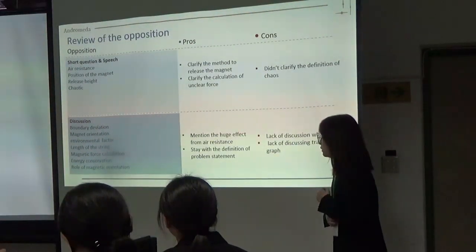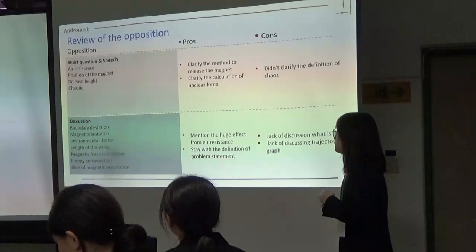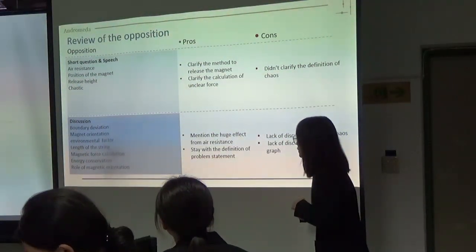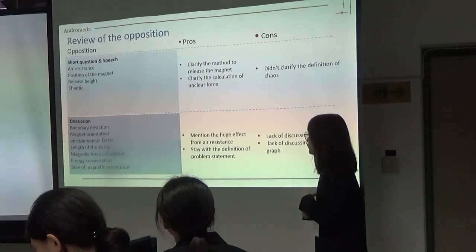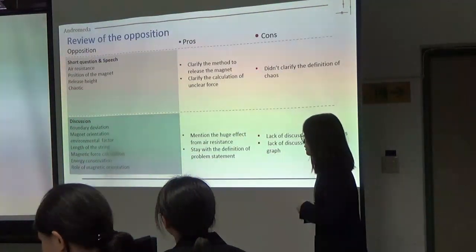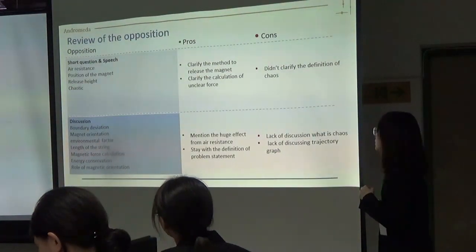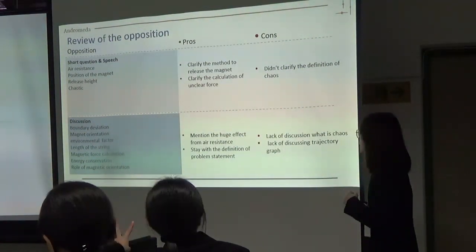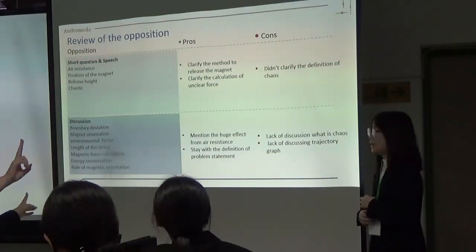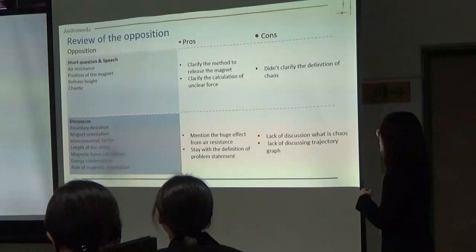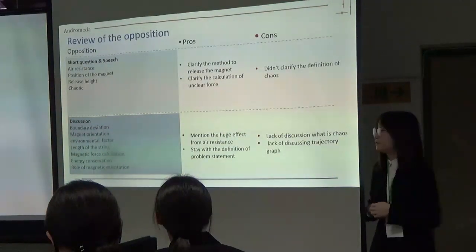About the key discussion, they discuss the number derivation, magnet orientation, and environmental factors, then magnetic force strength calculation, energy conservation, and the role of magnetic orientation. The presenter mentioned a huge effect from air resistance and stated the definition of the problem statement. But there is a lack of discussion on what chaos is, and also a lack of discussion of the trajectory graph.